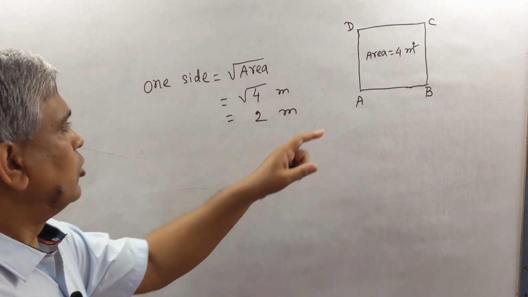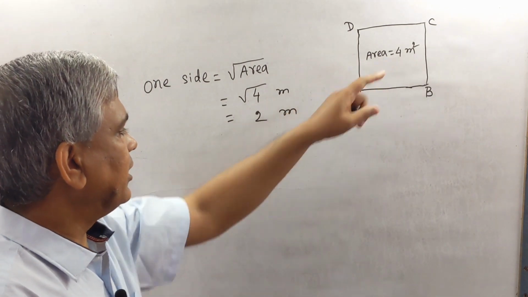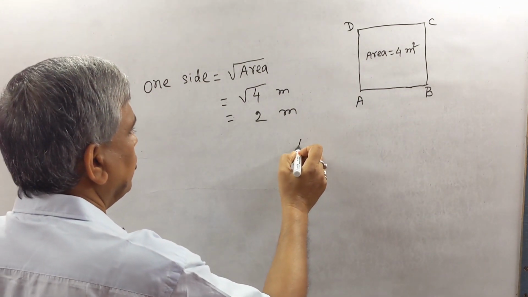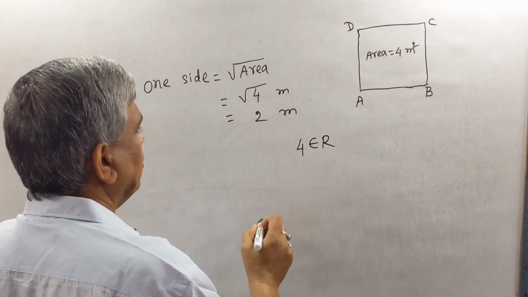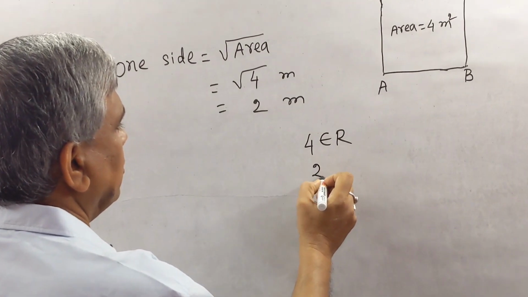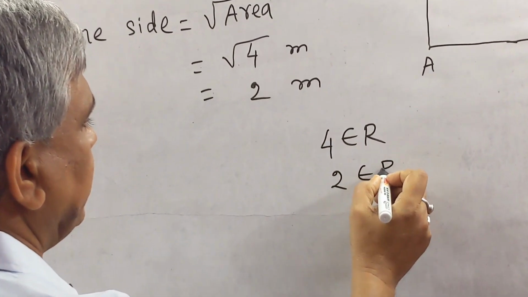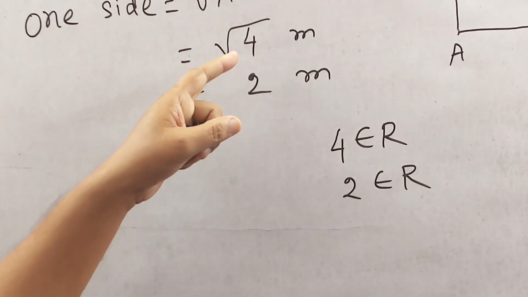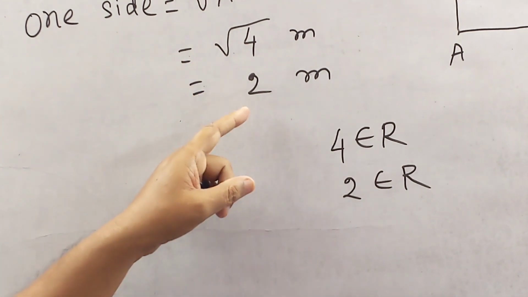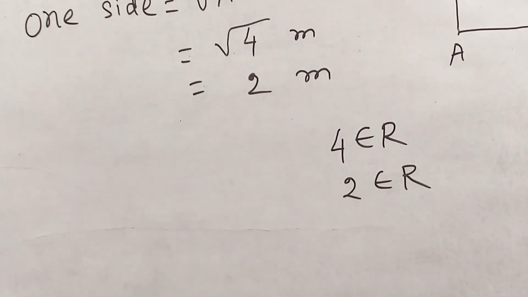Since 4 is a real number, 4 belongs to R. It is a real number. Also 2 belongs to R. 2 is also a real number. So we may find the square root of 4, which is equal to 2. It may be plus minus 2.